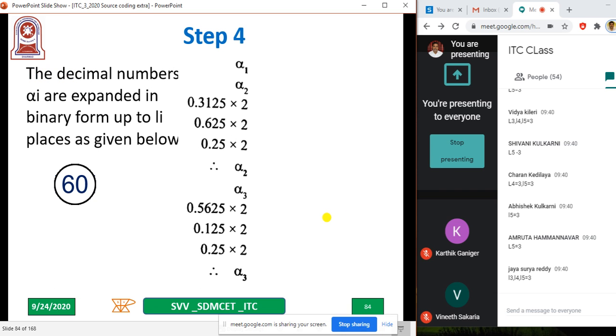Alpha, you type it and write down fast. The decimal numbers alpha i are expanded in the binary form up to li places as given below. This slide is not visible to you. Okay, I'll show you this later. You try. Take alpha 1, alpha 2, start multiplying by 2, with carry 1, with carry 0. How many times you have to do it depends upon the L value. Do it fast. Type the alpha values or you can write the codes directly.